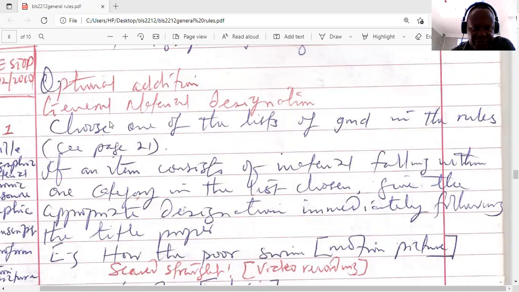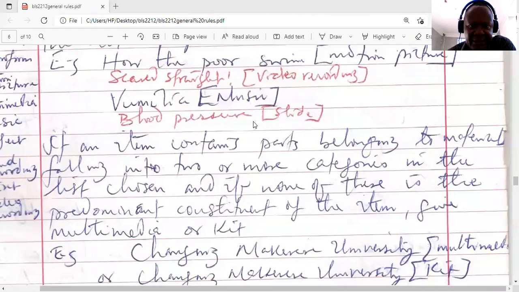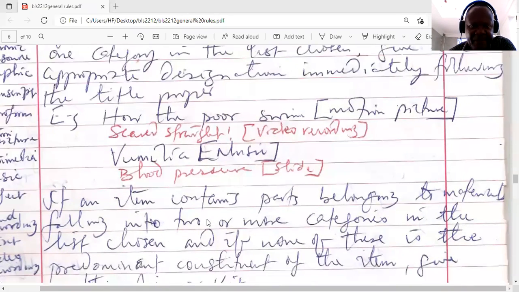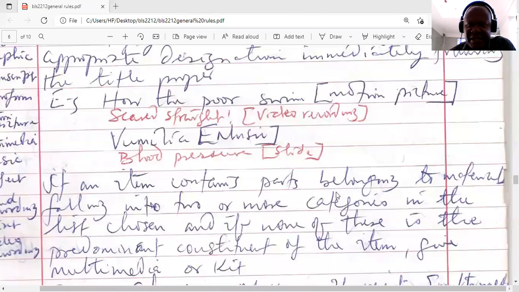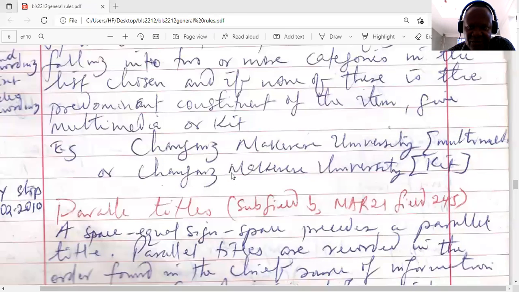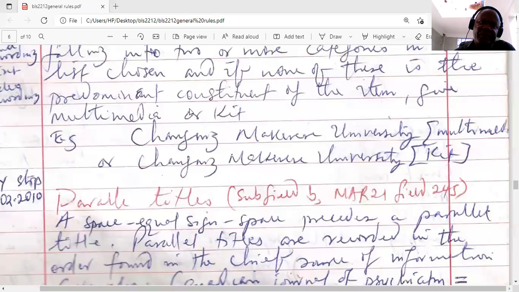GMD does not apply anymore. It was replaced by Area O. In those examples, you can see instead of using video recording there, we shall put Area O at the beginning, image, before writing the title proper, Scared Straight. And this applies to what happened yesterday. If an item contains parts belonging to materials falling in two or more categories in the list chosen, and if none of these is the predominant constituent of the item, give multimedia. So even this would not apply. That is the way we handle Area O, and we also read that.